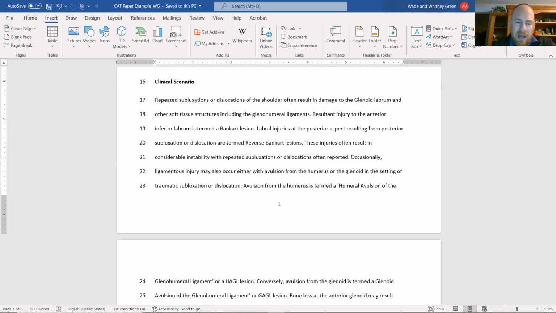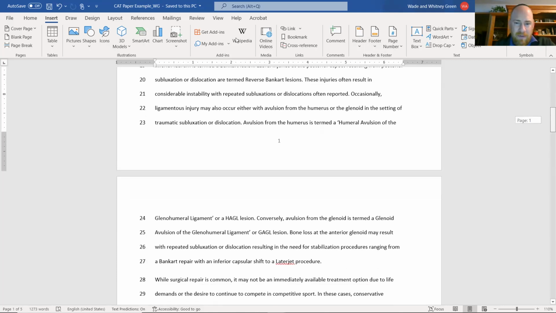Now look at how I finished this section. I give a lot of detail in regards to different kinds of complications from Bankart lesions, specifically Hill-Sachs lesions, right?